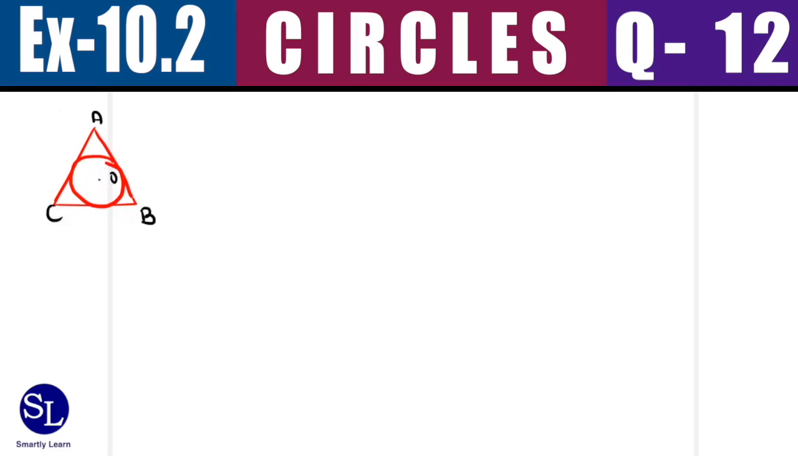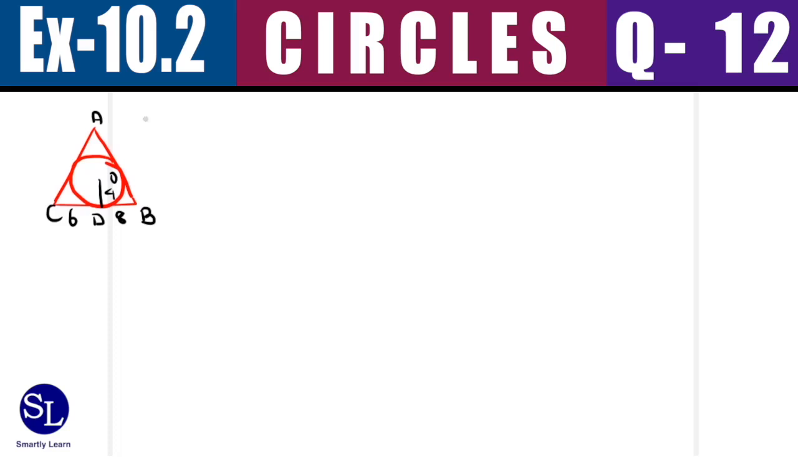They've drawn a line from O to point D. CD is actually given as 6. BD is given as 8. And the radius OD is marked as 4. Okay, so we are supposed to find out what is AB and AC.